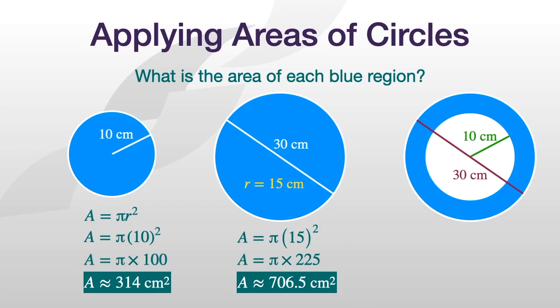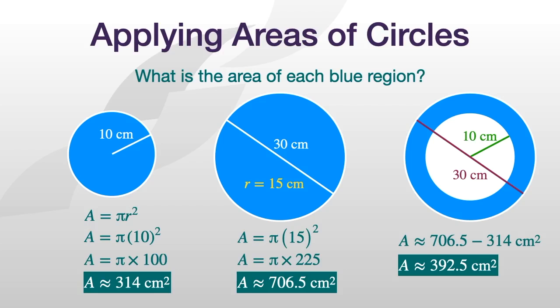Notice in the final image, the blue region comes from taking the center circle away from the larger circle. So the area of this blue region is the difference between the areas of the two circles. This amounts to 392.5 square centimeters.